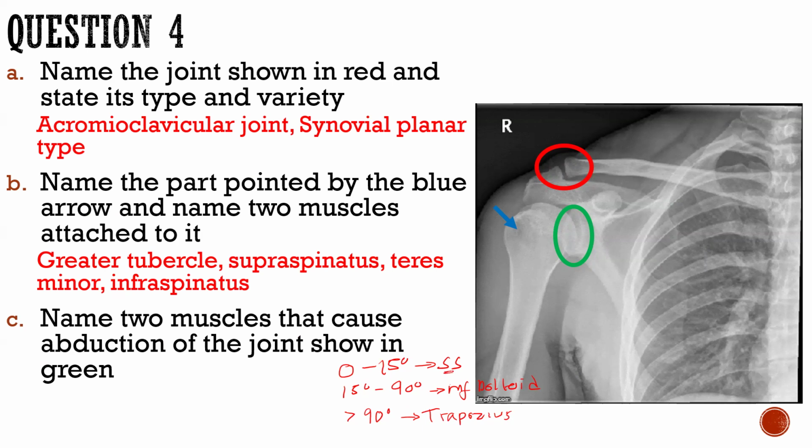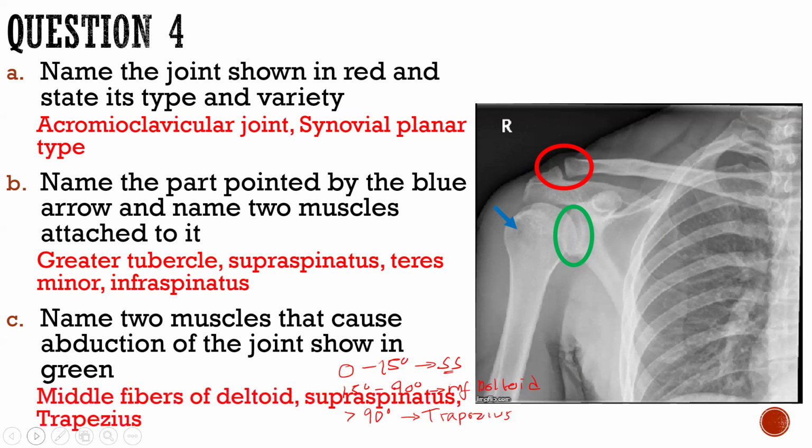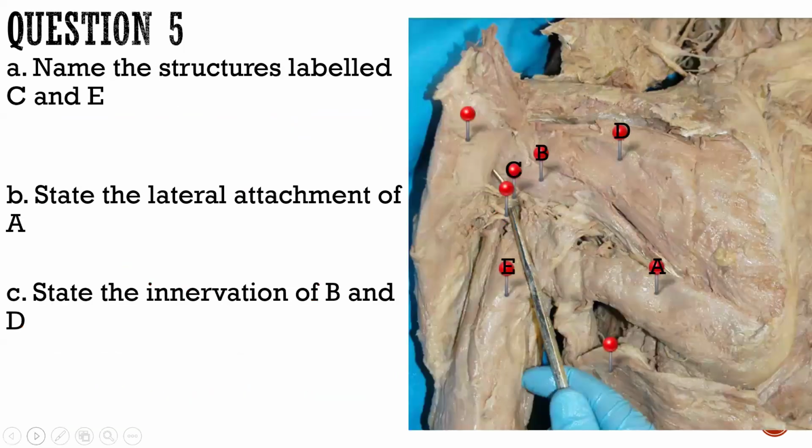At 90 degrees is as if you are holding your hand out in a straight manner. Once you start to raise it over 90 degrees, the upper fibers of trapezius are engaged. All right, on to the last question, which tests your knowledge of the scapular region, the shoulder region. We've been asked to identify structures C and E. C is this structure and E is that structure.